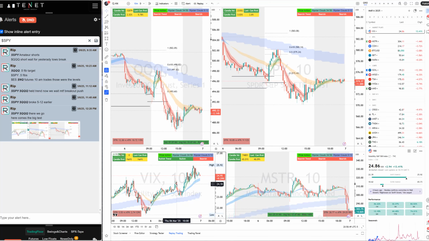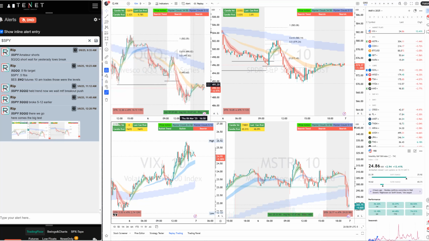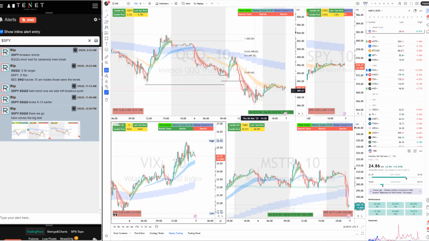So VIX rejected that level, and right at 10 a.m., you can see VIX rejected 24, and then we pulled down, and that was fine. We were looking for this long. I shared the gap long trade in the community. So that long was fine.